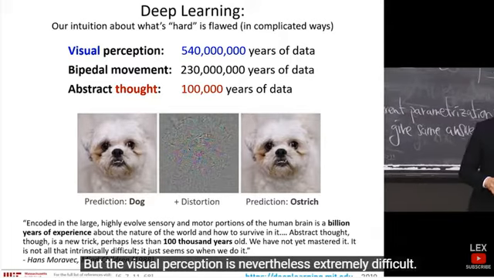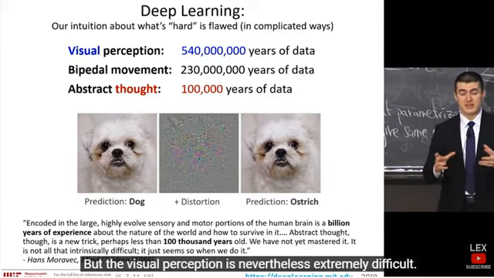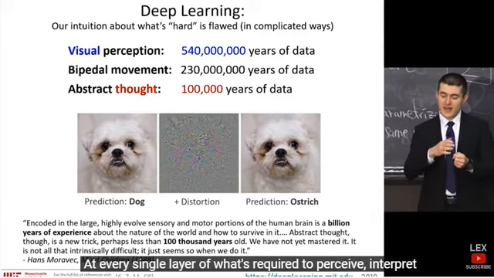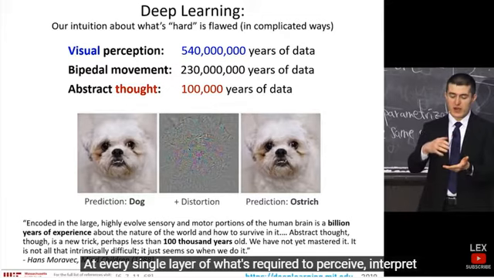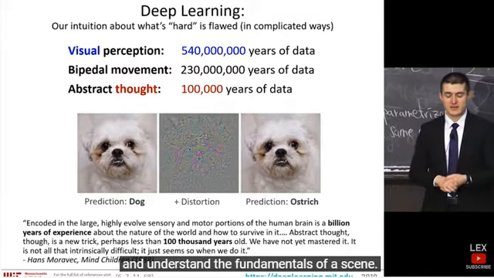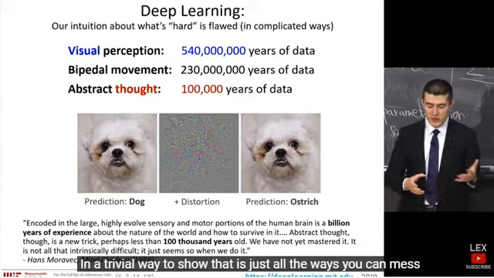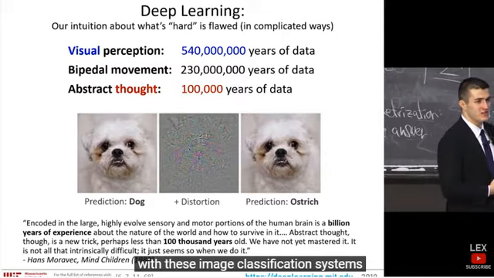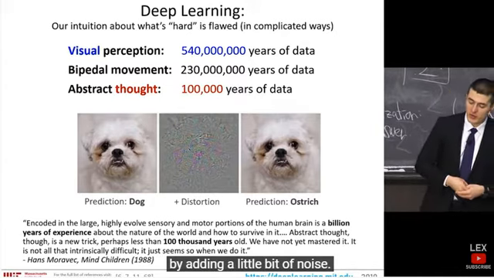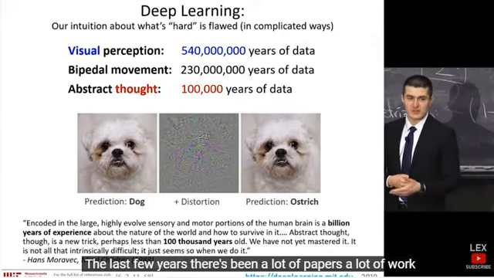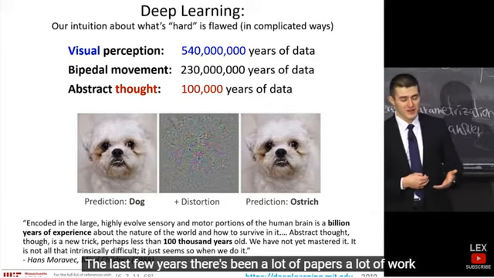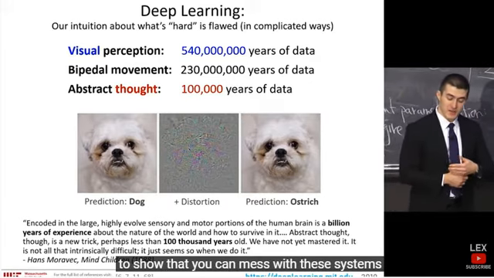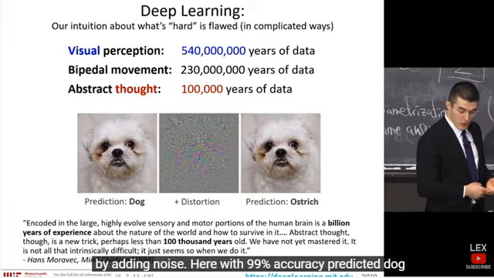But visual perception is nevertheless extremely difficult at every single layer of what's required to perceive, interpret, and understand the fundamentals of a scene. And a trivial way to show that is all the ways you can mess with these image classification systems by adding a little bit of noise. The last few years, there have been a lot of papers showing that you can mess with these systems by adding noise.